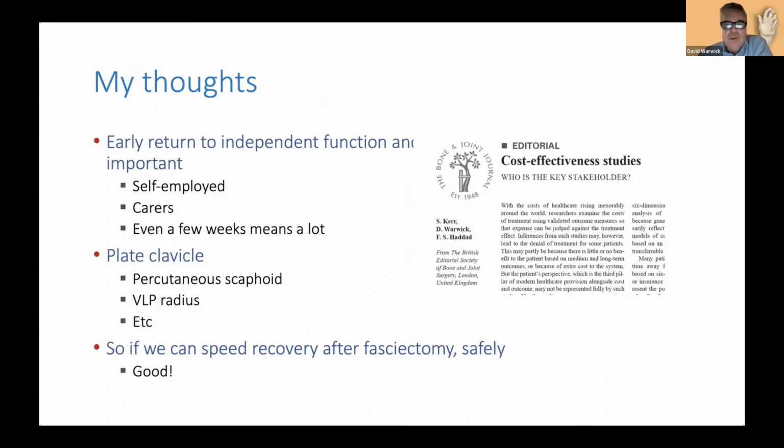I've got a few thoughts based on your work. As I say, early return to independent function is important, and even a few weeks means a lot. For example, I broke my clavicle on my mountain bike, it's 5 years ago last weekend, as it happens. The first thing I did was phone up my shoulder surgery friend and say, I want you to plate my clavicle. I'm not going to be in a sling for weeks with a 15% non-union rate. I want to be back at work as quickly as possible, doing clinics and stuff. And I had my clavicle plated.